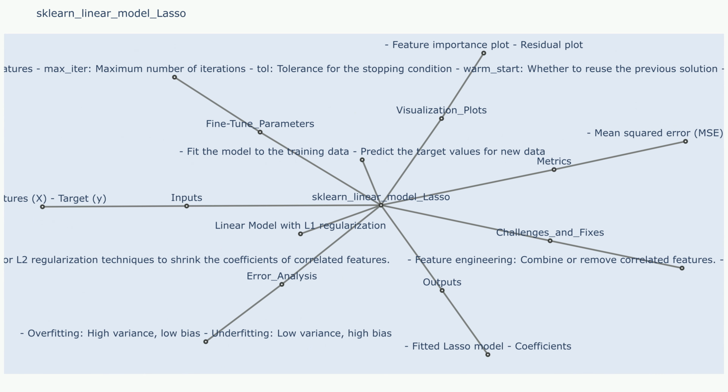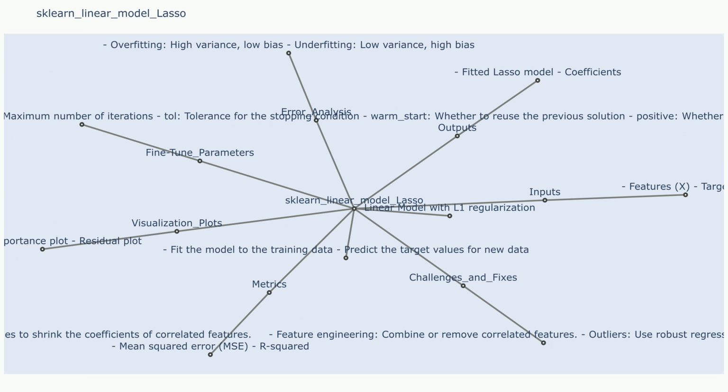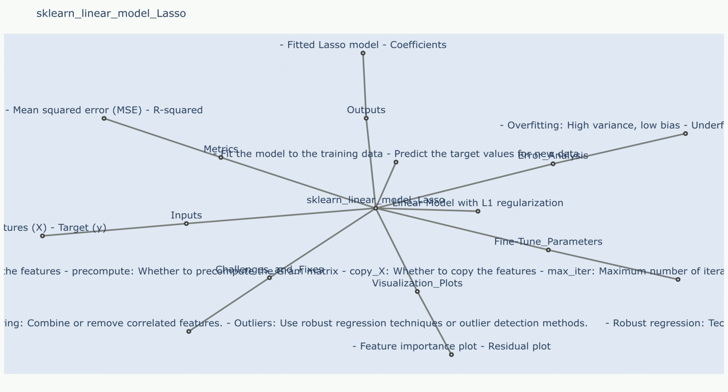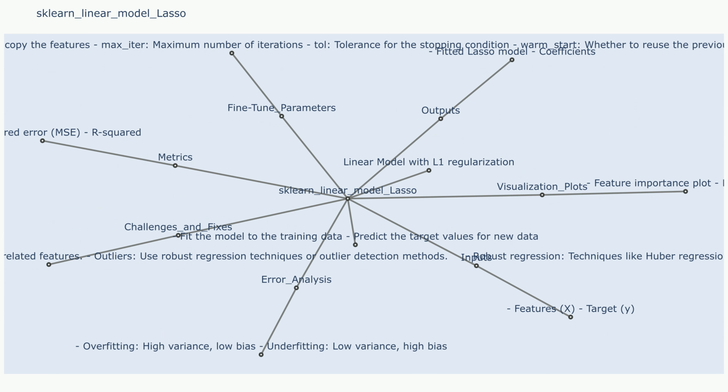Challenges and fixes. Challenge 1: choosing the optimal alpha value. Sample use case that resulted in challenge 1: setting alpha too low may not provide enough regularization, leading to overfitting. Setting alpha too high may remove too many features, resulting in an underfit model. Fixes to challenge 1: use cross-validation techniques, e.g., grid search CV, to systematically search for the best alpha value that balances bias and variance. Challenge 2: handling highly correlated features.